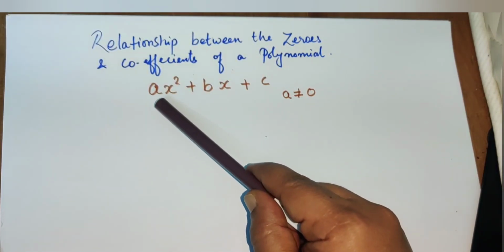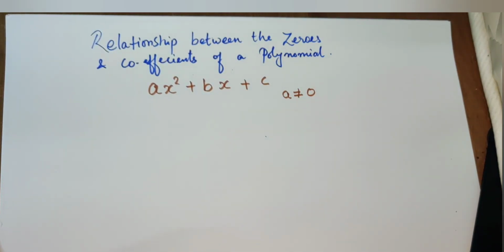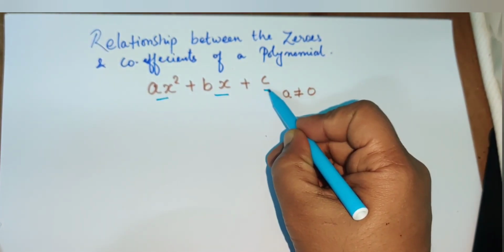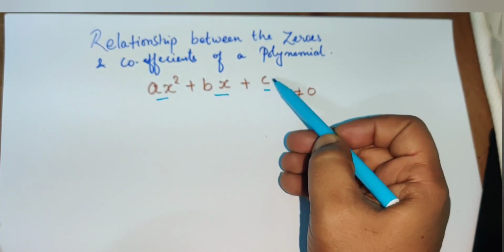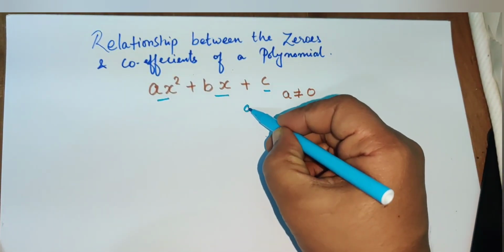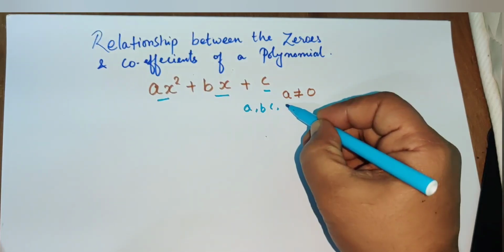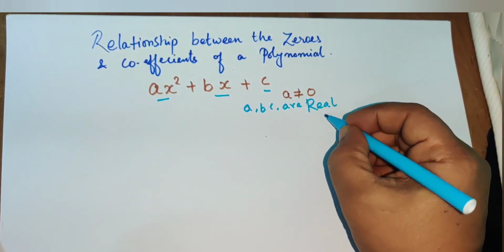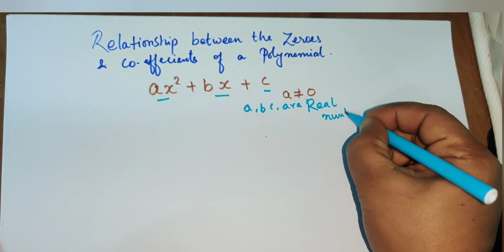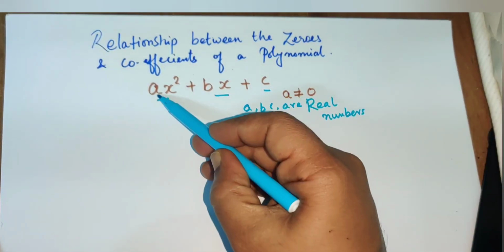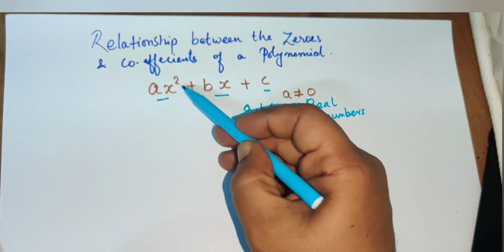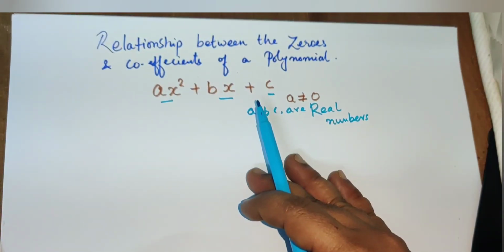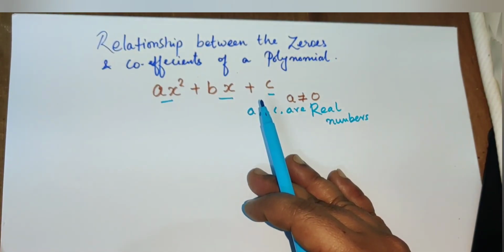As we know, the general form of the quadratic polynomial is ax square plus bx plus c, where a, b, c are real numbers and a should not be equal to 0. If a is equal to 0, then x square does not exist and we cannot make the quadratic polynomial. This is a very important thing.